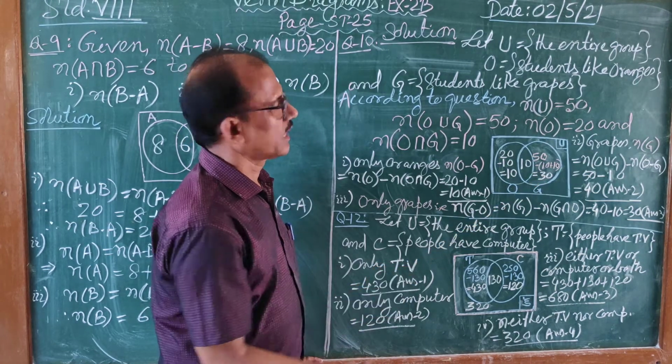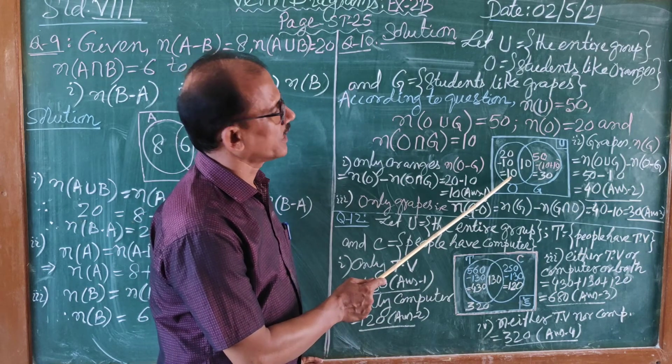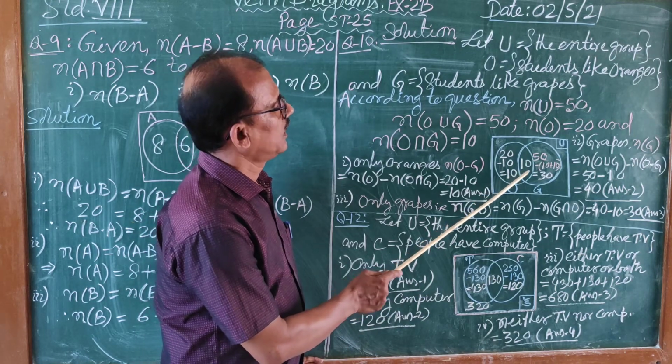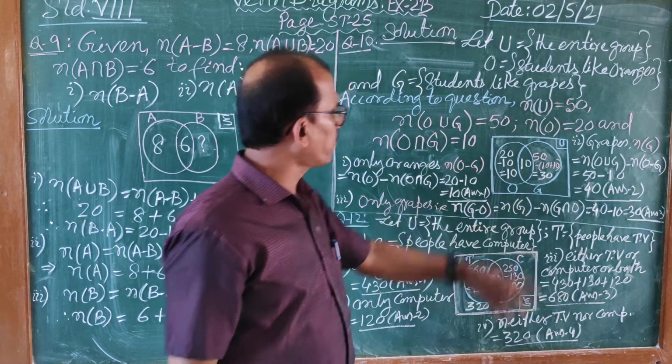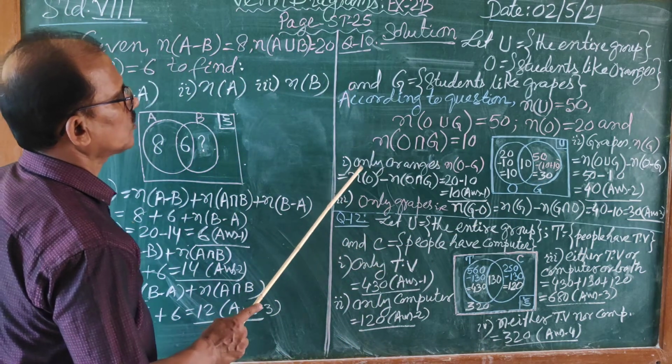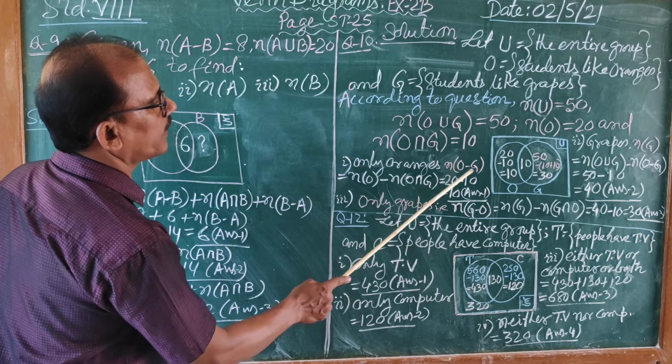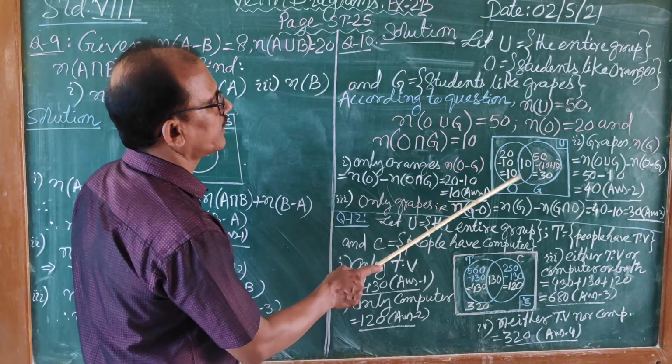You don't understand. Now you got on the figure. Here is only oranges. Here is both orange and grapes. Here is only grapes. Now you reply what is the problem. So first question, only oranges will be O minus G. That will be symbolized by O minus G.